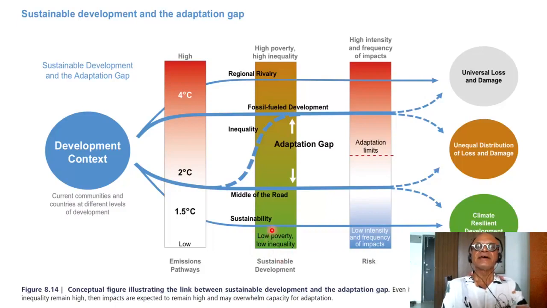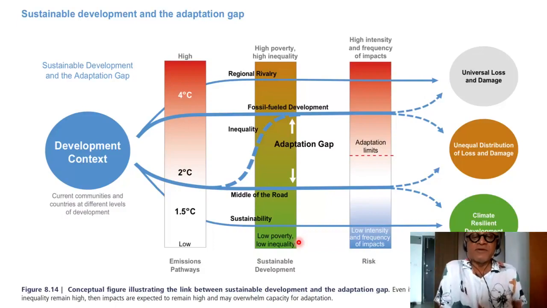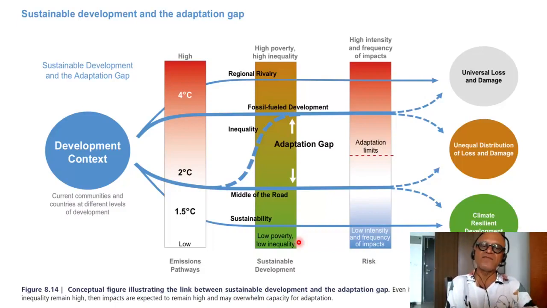This is the SSP 2.6 pathway, and as we said several times before, the technological promises on which we rely for achieving this pathway obviously have to be considered carefully, because there is a lot of dependence on carbon capture, bioenergy, and so on, which are not guaranteed to pan out. Okay. In terms of risks, it will give us low intensity and frequency of impacts, and we'll end up with climate resilient development as a future world.